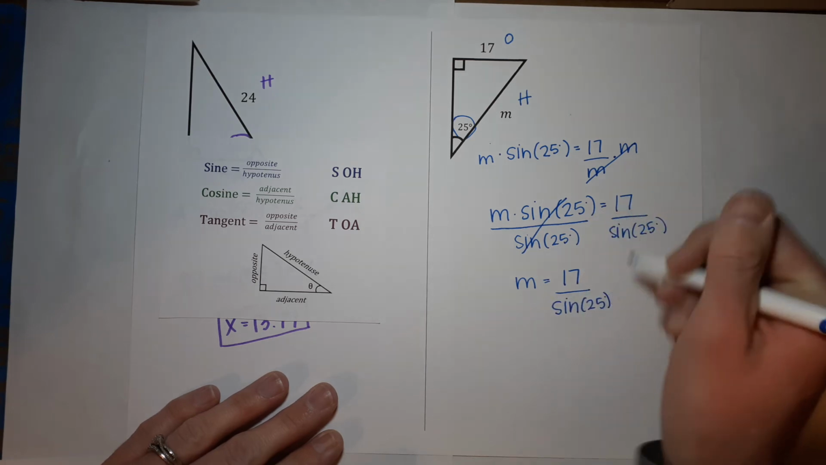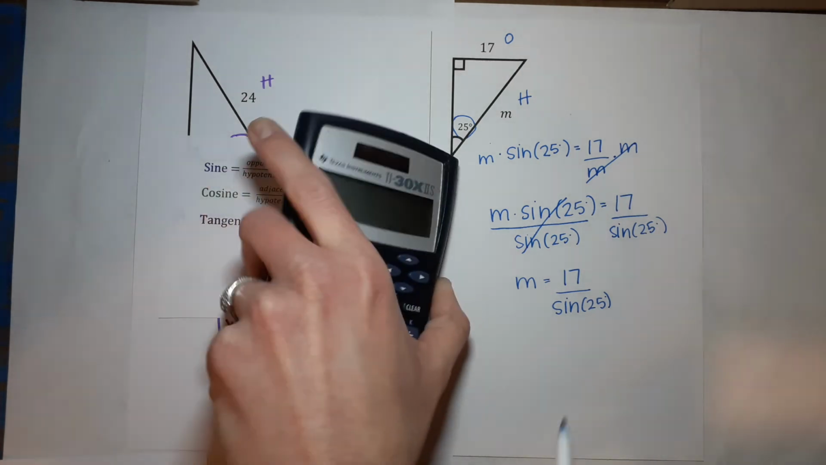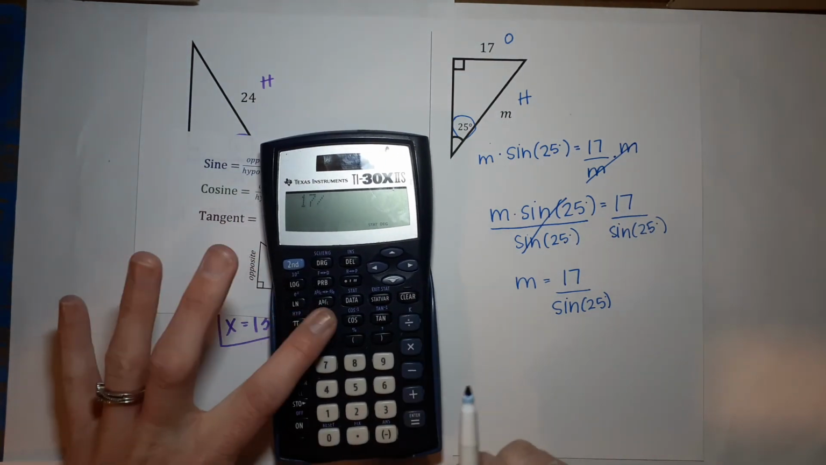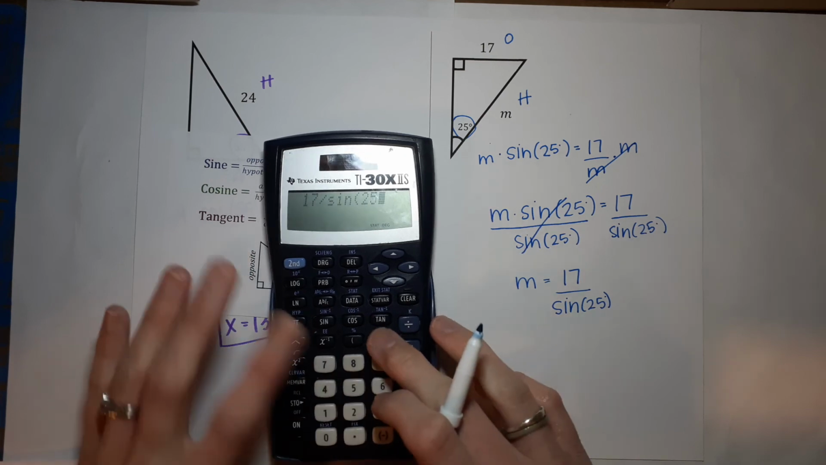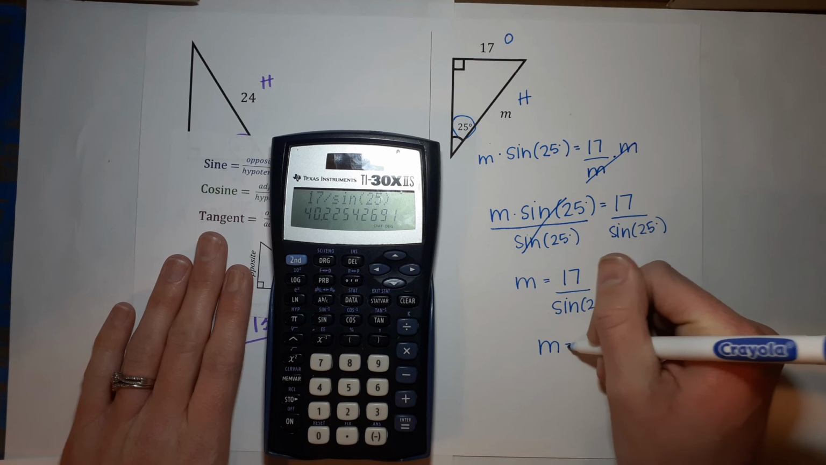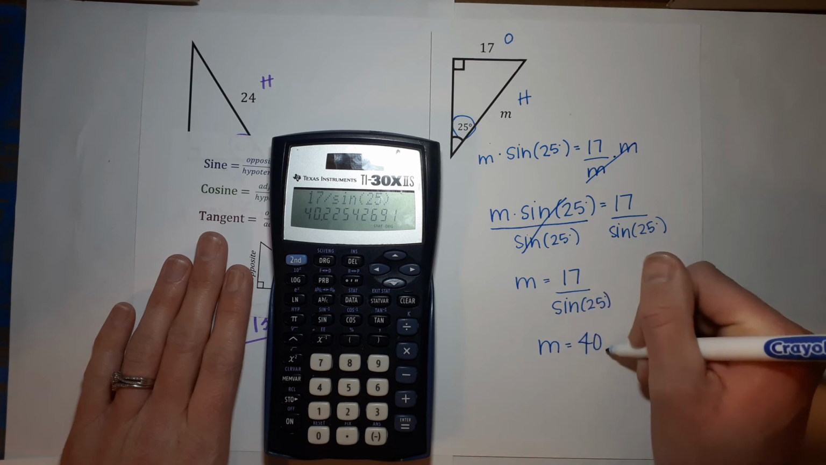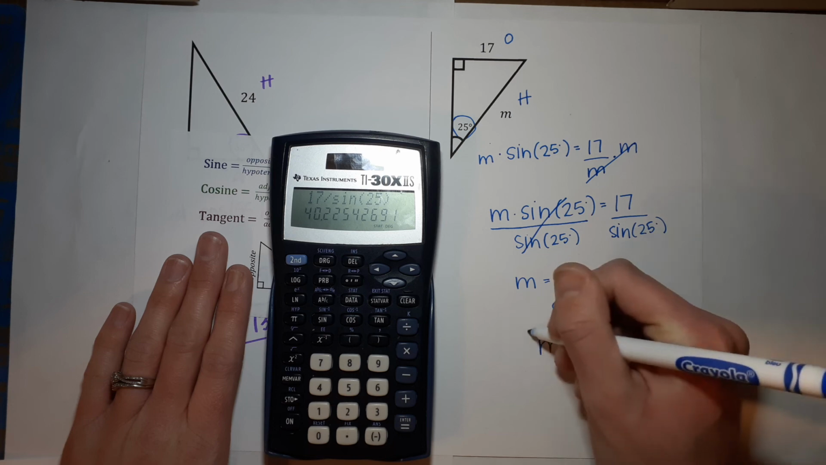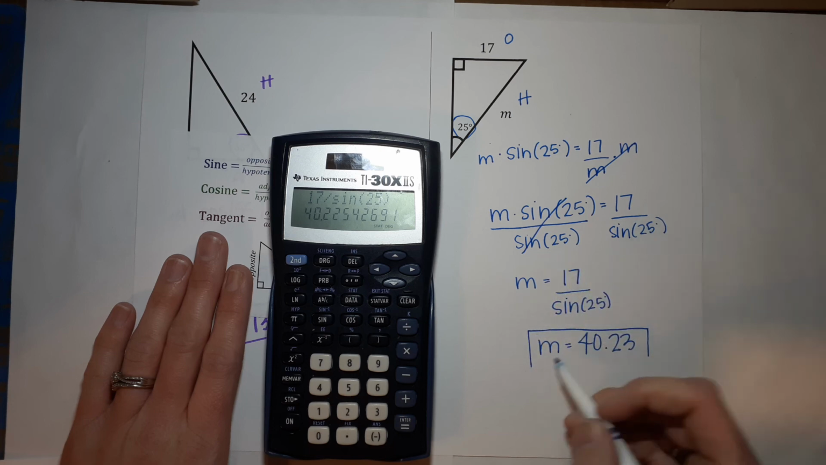How many times have I written that now? 1, 2, 3, 4, 5 times. Okay. So I got 17 divided by, there's my sine button, 25 degrees. And I end up with m equals 40 point, when I round, I get 40.23. All right, that's it.